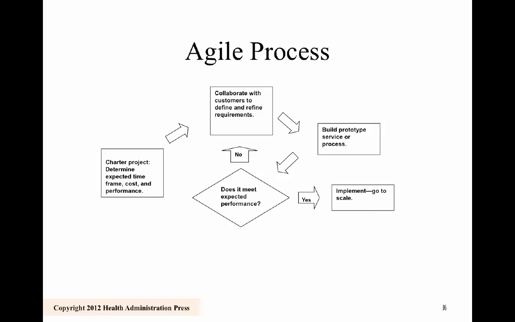Here's how the Agile process looks. Again, it's constantly working within these areas. It just goes in a circle. You start with the project charter, then you collaborate with the customer. So you work very closely with the customers on the project, much more so than you would on any other type of project. And then once everybody's happy, you implement it and you go to scale. So often you'd build some prototype or some pilot first.